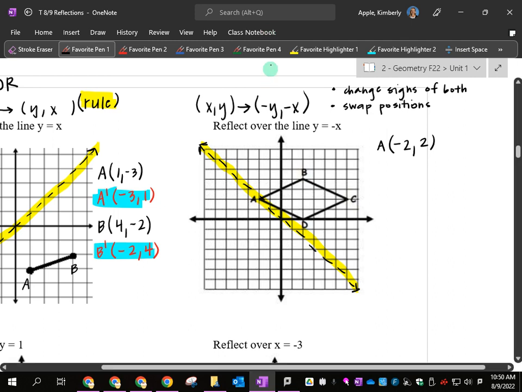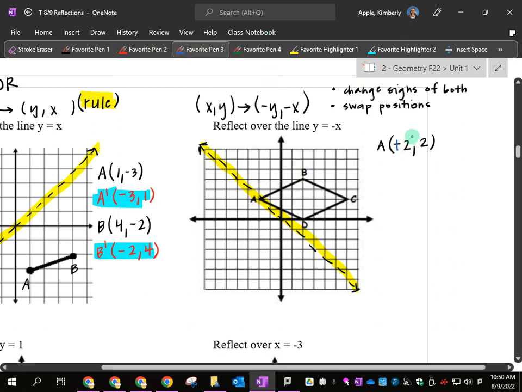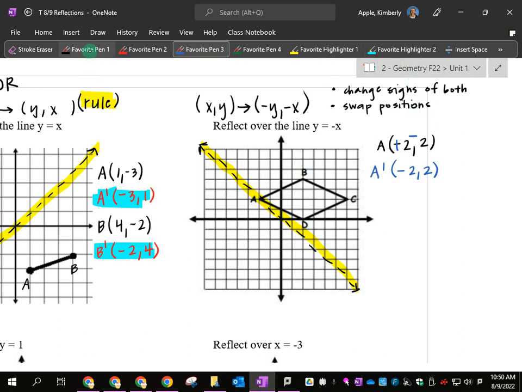I always change the signs first. So I'm going to go ahead and be like, oh, look, that becomes positive and that becomes negative. And then when I rewrite it, I change their positions because then I don't get confused about which one actually changes for what. You see why I did that? You don't have to do that, but that helps me.